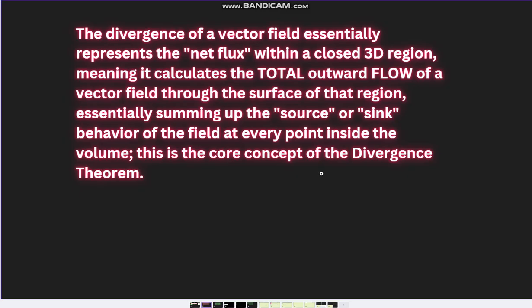You can think of it like an infinite amount of little vectors, and how they behave from 0 to 2, or 0 to 1, and of course throughout 0 to 2 pi. You're going to sum up all those little vectors throughout the entire volume in a triple integral, which is the core concept of the divergence theorem.